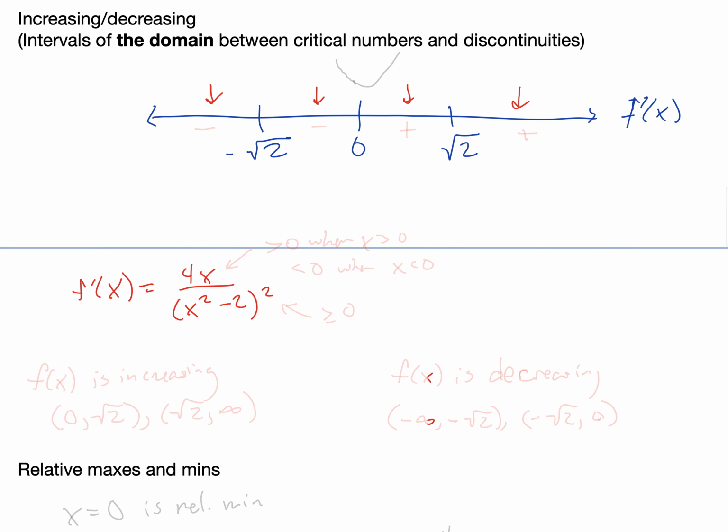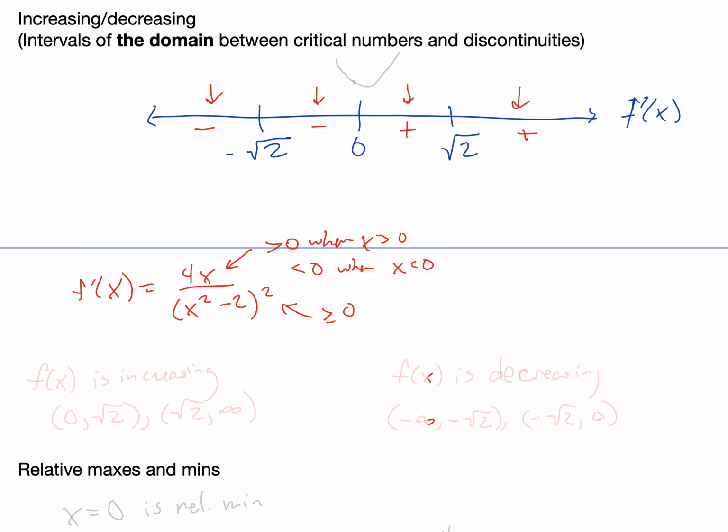Our first derivative was 4x over x squared minus 2. Notice that the denominator is always greater than or equal to 0 because it's a value that's squared. Whereas the numerator, 4x, is greater than 0 when x is greater than 0, less than 0 when x is less than 0. So we could go through and plug in specific points into the derivative, but here it's a pretty clear-cut example that, as we said, the first derivative is negative for negative values of x and positive for positive values of x.